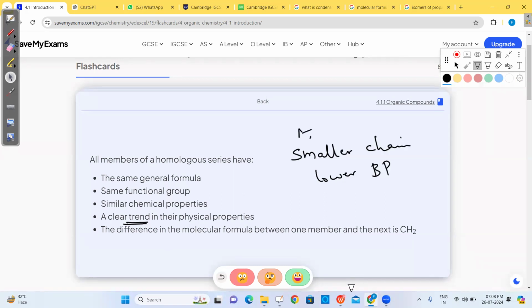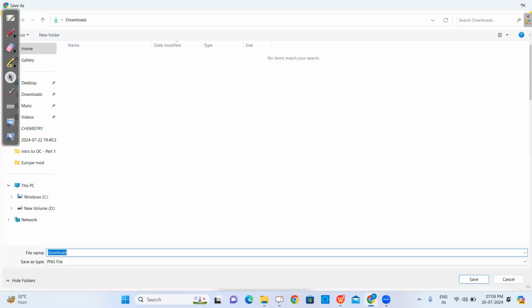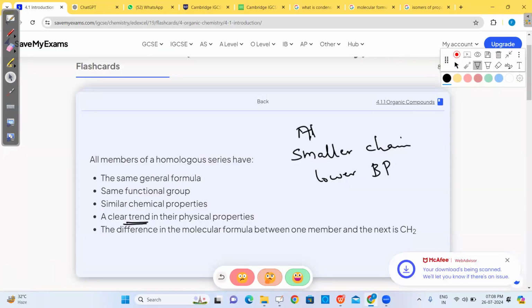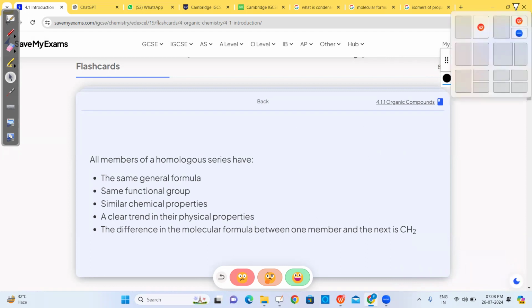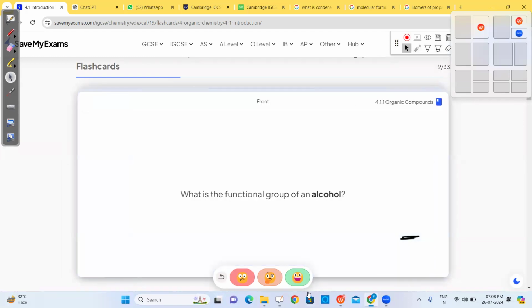So in all alkanes, you will see that as the hydrocarbons become bigger and bigger, the boiling point also increases. So the difference in the molecular formula between one member to the next is the CH2. So we've learned this enough. I have explained that enough. Now we will go to the next question.